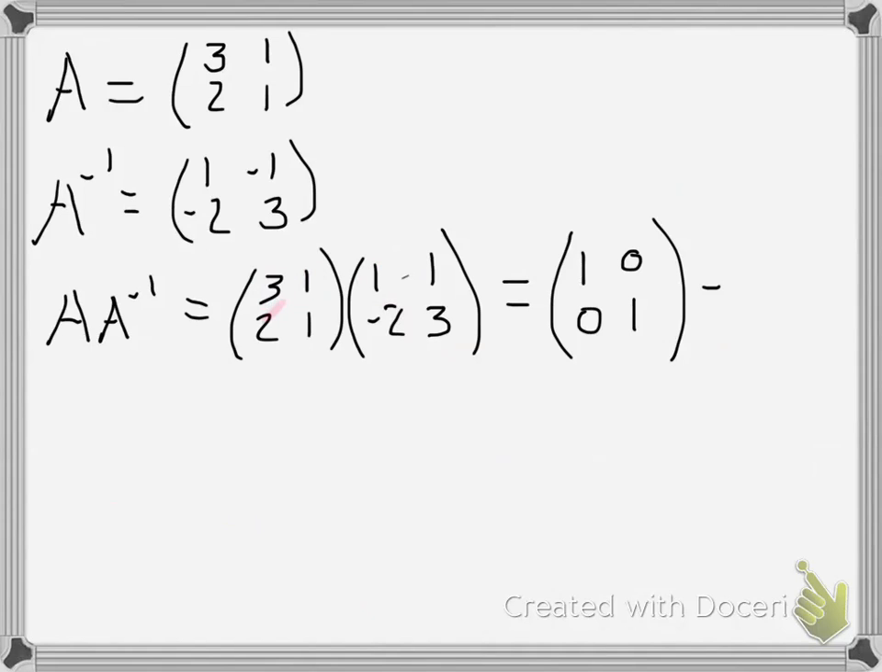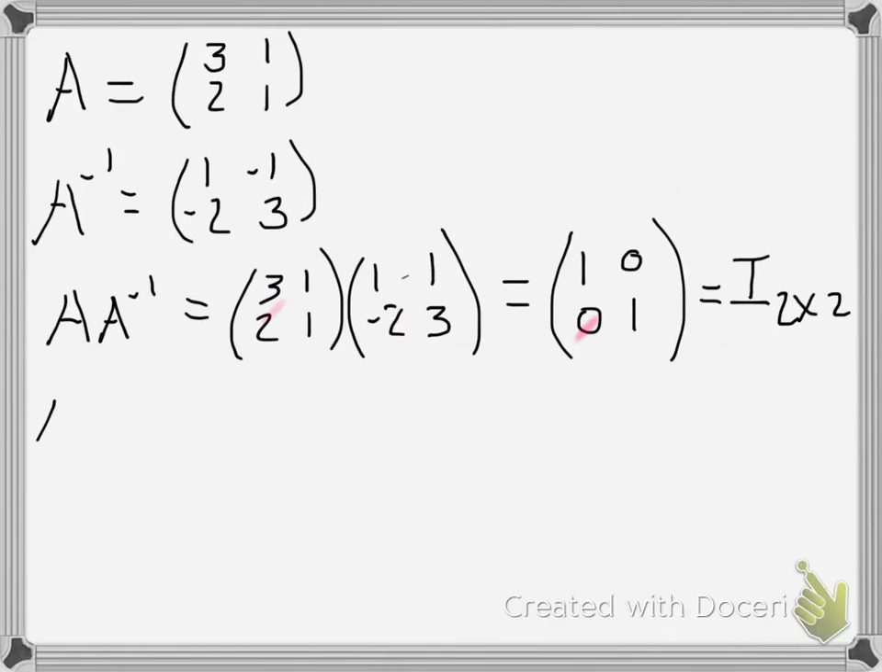So that'll give me the 1 there. And then 2 times 1 and 1 times negative 2. It's going to give me 2 plus negative 2, which is 0. So that's good. Then we're going to do first row times second column. So 3 times negative 1 and 1 times 3. So you get a negative 3 and a 3, which makes 0. And then you have 2 times negative 1 and 1 times 3. You got negative 2 plus 3 will give you 1. And this is the identity 2 by 2 matrix.